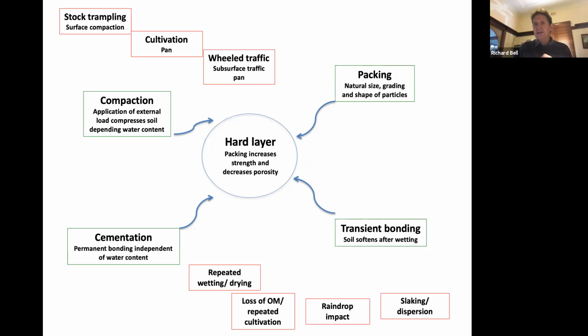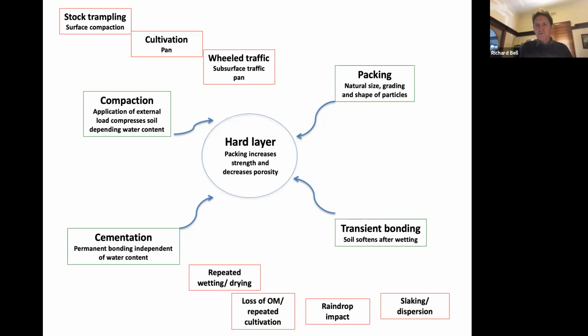There's also cementation. This is where the sand, silt and clay are more permanently bonded together through compounds like iron oxides, aluminium oxides and silica. And that might be expressed in a silcrete pan, for example, which you often find in duplex soils. Just at the top layer of the duplex B horizon, you often get quite a hard layer there from silcrete that has bonded together the clay particles. So that type of permanent bonding is there regardless of whether the soil is wet or dry.